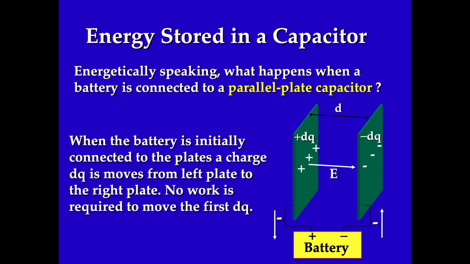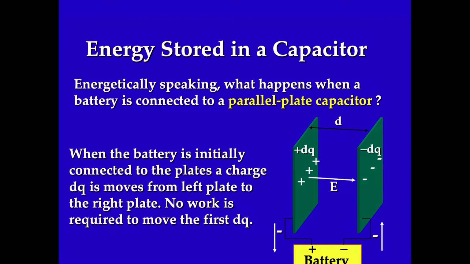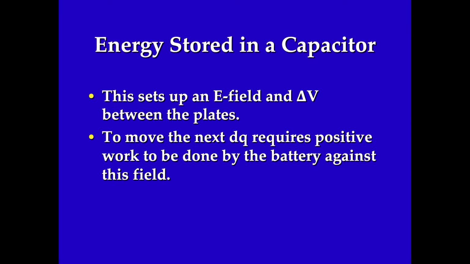You're going to put the charge on the plates, and they're going to be experiencing the field. So the battery has to do work to put the charge on the plates once that first dq is placed on there. Okay. So the question is, how do we write an expression for the work that's required to place the charge onto the plates?